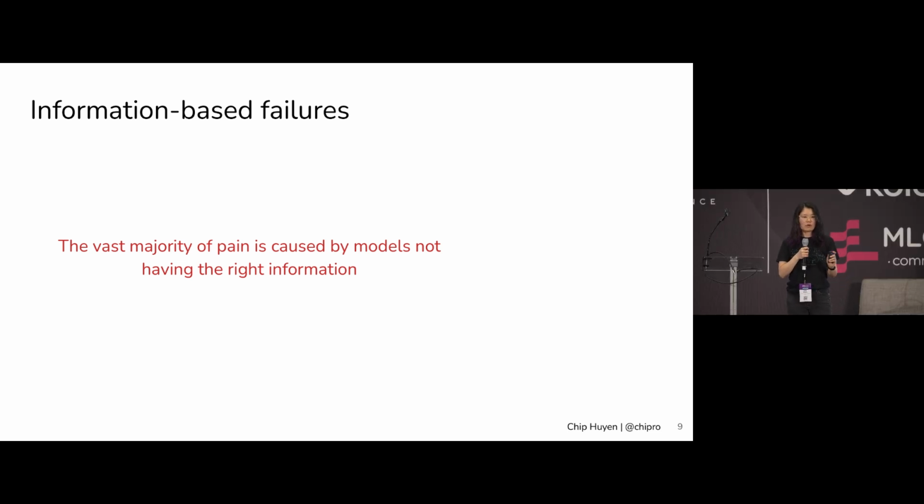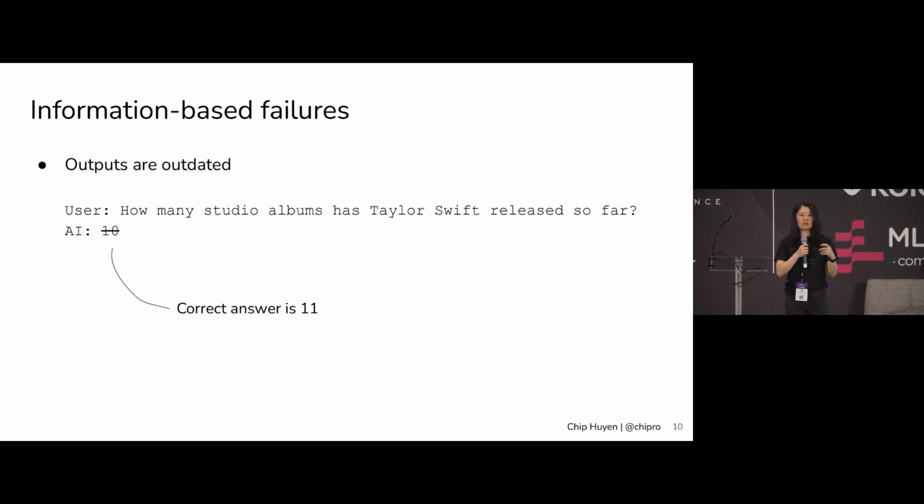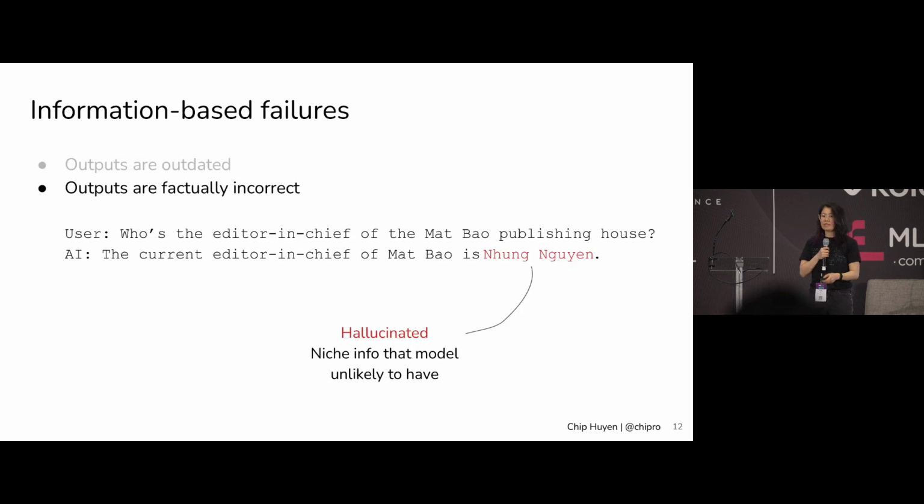I would say that information-based failures cause the vast majority of the pain in systems today. What does it look like? It looks like outputs that are outdated. For example, you ask the model something and the model says something like, as of my cutoff date, this has not happened yet. So you don't see that information. The other way it happens, which is way more common, is hallucinations. There are many reasons why a model hallucinates, but hallucination is just part of the model.